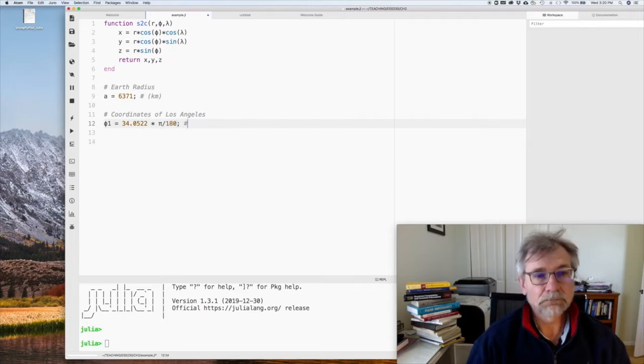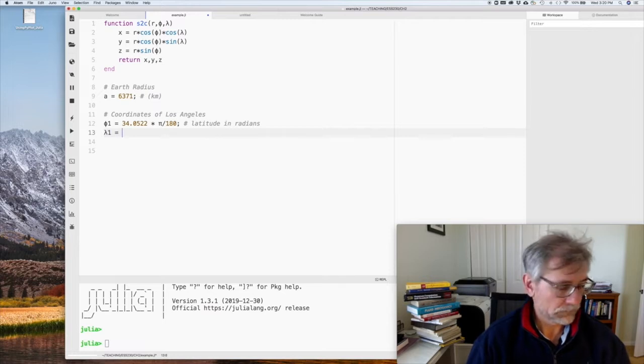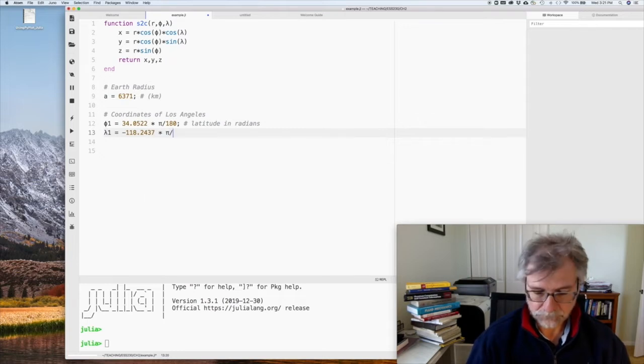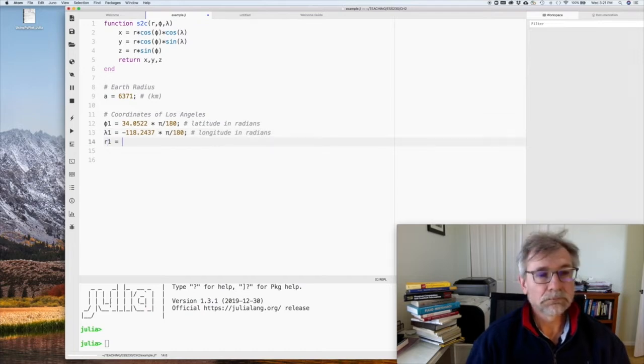Phi1 is the latitude, that's 34 degrees north, so that's a positive angle measure. And I convert into radians by multiplying by pi and dividing by 180. Then lambda 1 is the longitude. LA is to the west of the prime meridian, so then I get a negative angle measure, so minus 118, again multiplied by pi divided by 180, and I turn it into radians. R1, the radius connecting the center to Los Angeles, is just the radius of the Earth.